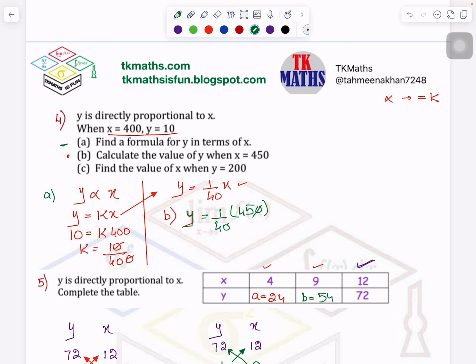So now you can cancel it. 45 you cannot cancel by the table of 4. So it will be what? In decimal your answer. Right? So you can do long division to find that out. Let me do it here for you very quickly.